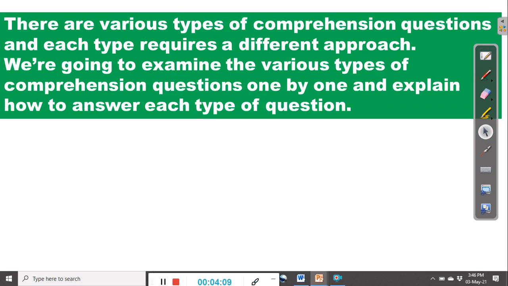There are various types of comprehension questions, and each type requires a different approach. We are going to examine the various types of comprehension questions one by one and explain how to answer each type of question. That actually is the focus of this lesson.